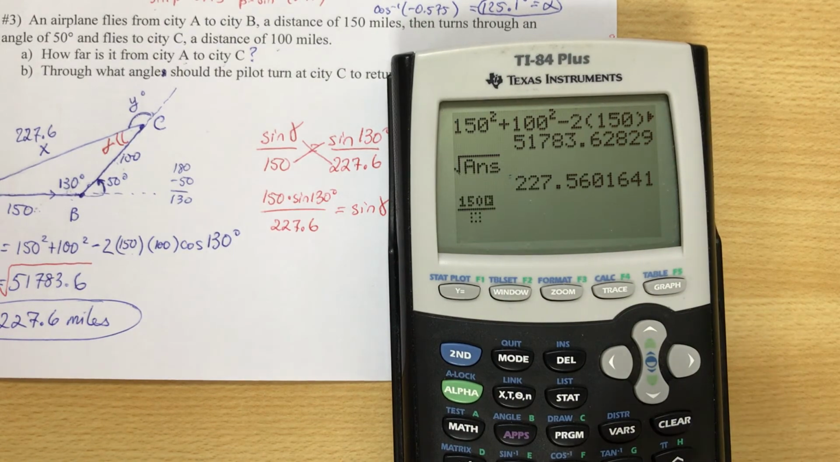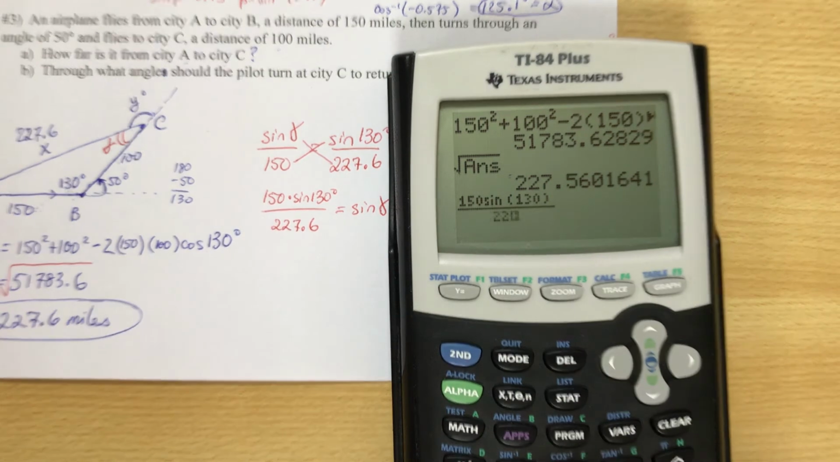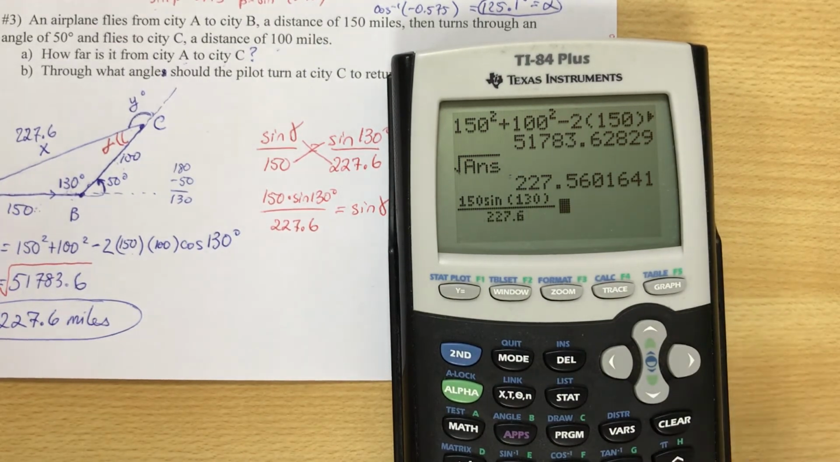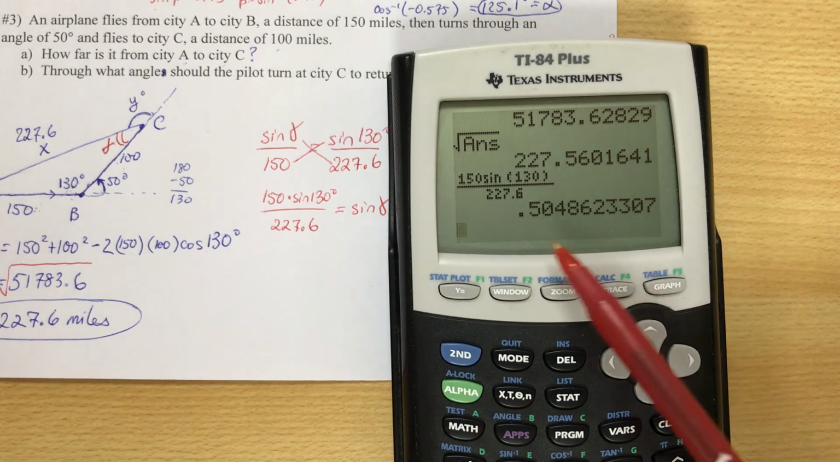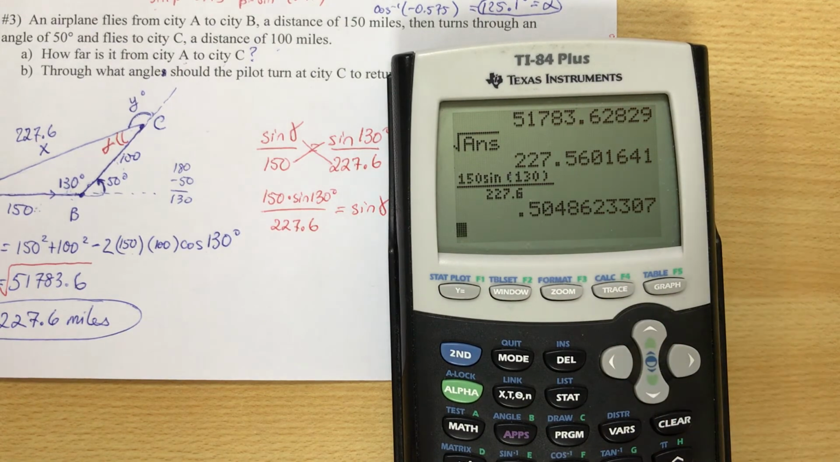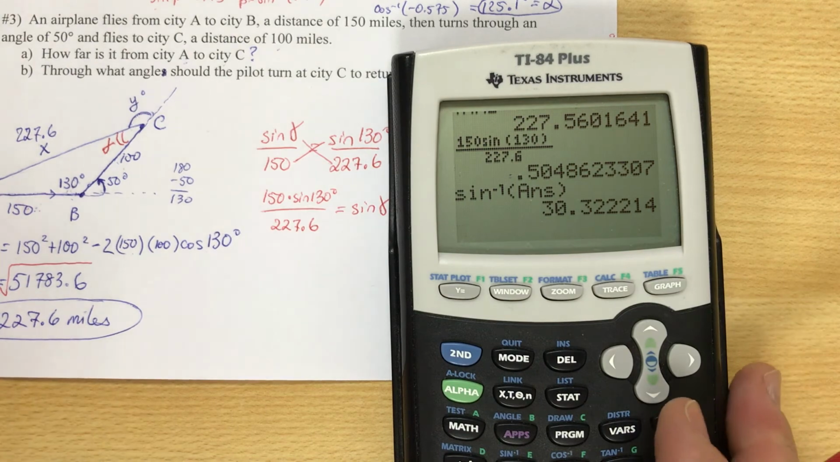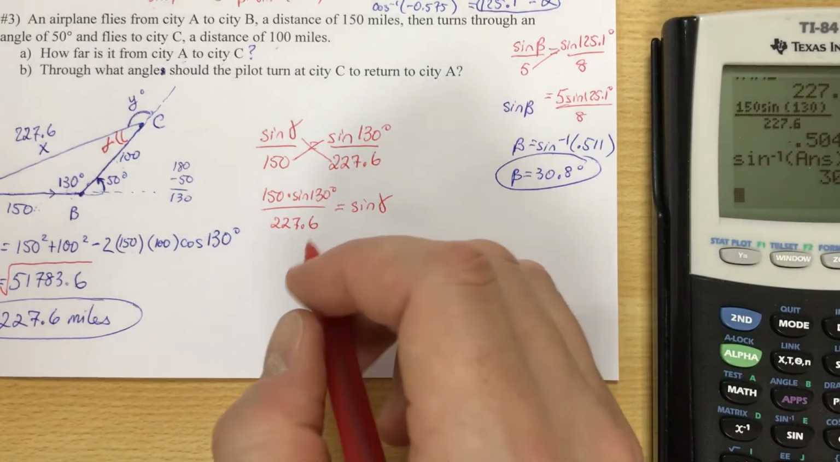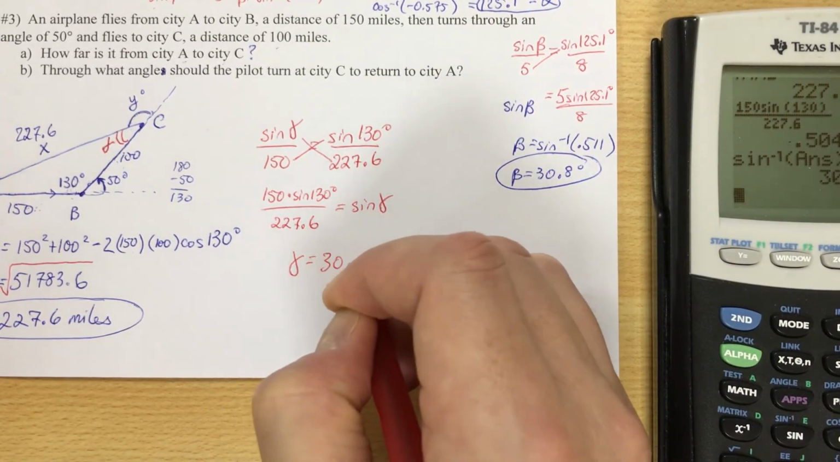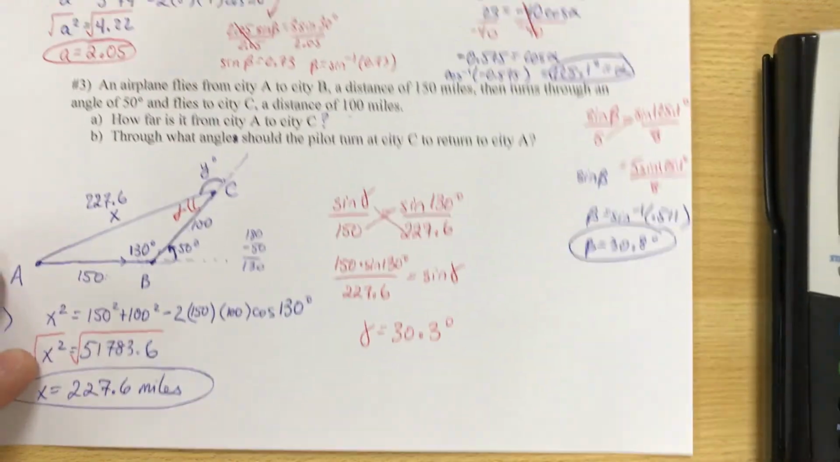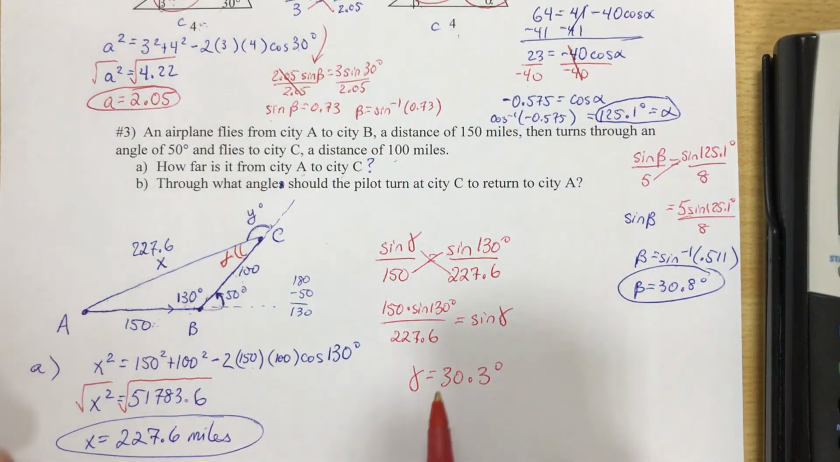So 150 times the sine of 130 divided by 227.6. We're going to get a decimal. Now that is the sine of gamma. If I want just the angle measure, I have to take the inverse sine, and we get 30.3 degrees. Gamma equals 30.3 degrees. Now we're not done.